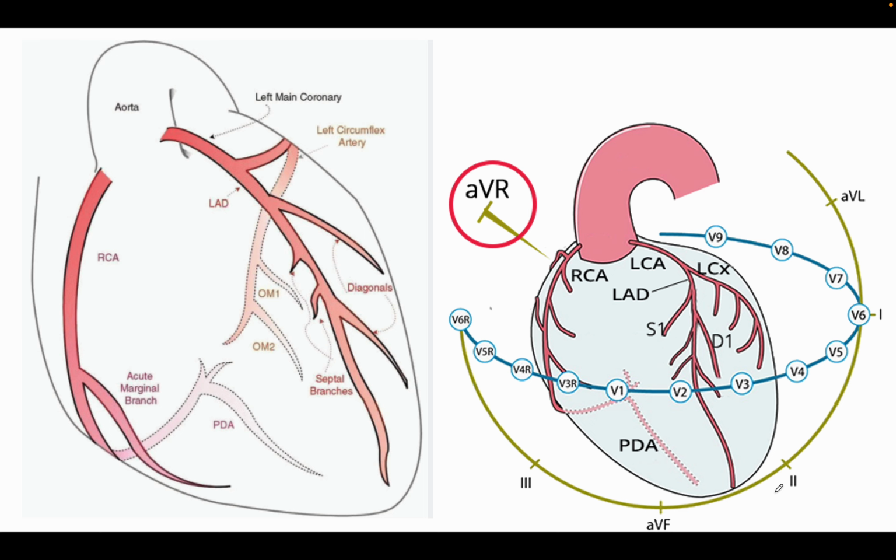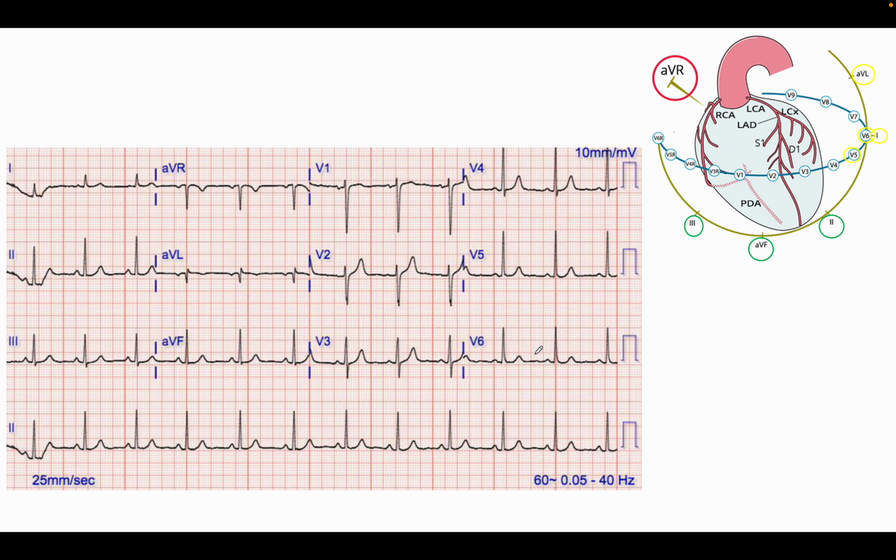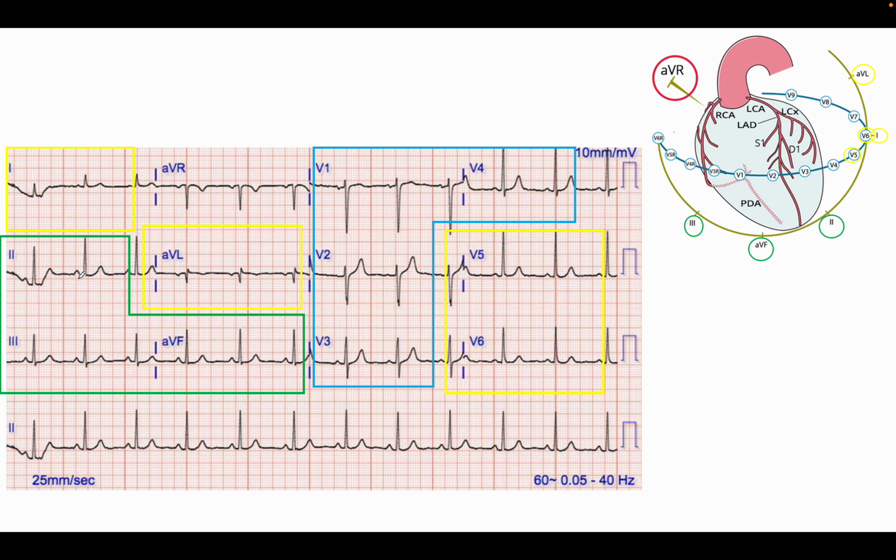Now if we look at our leads 2, AVF and leads 3, they look at the bottom of the heart. So they're known as our inferior leads, looking at our inferior myocardial territory. And the F in AVF can be remembered as foot, which is the inferior part of the body. So tying all that knowledge together to a 12-lead ECG, our anterior leads are V1 to V4. Our leads V5 and V6, leads 1 and AVL are our lateral leads, and leads 2, 3 and AVF are our inferior leads.